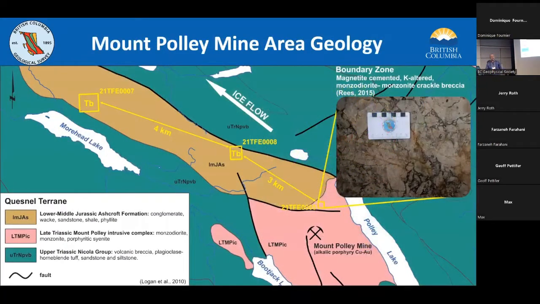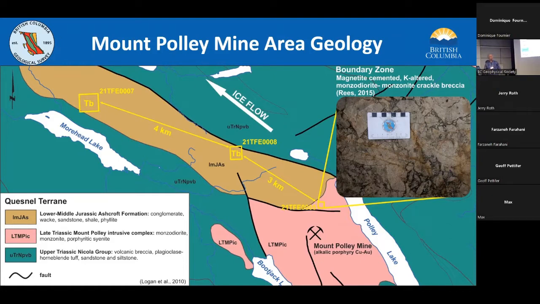Okay, so geology really quickly. It really comes down to potassium or no potassium. There's a panel here of Ashcroft formation sediments sandwiched between Nicola Group mafic volcanics and volcaniclastics. So really, those are, in the big picture, low potassium rocks. What got us really excited about working here are the rocks at Mount Polley Mine.